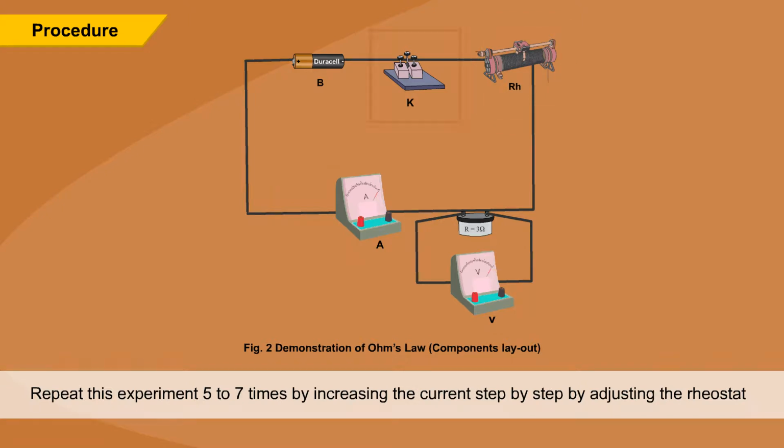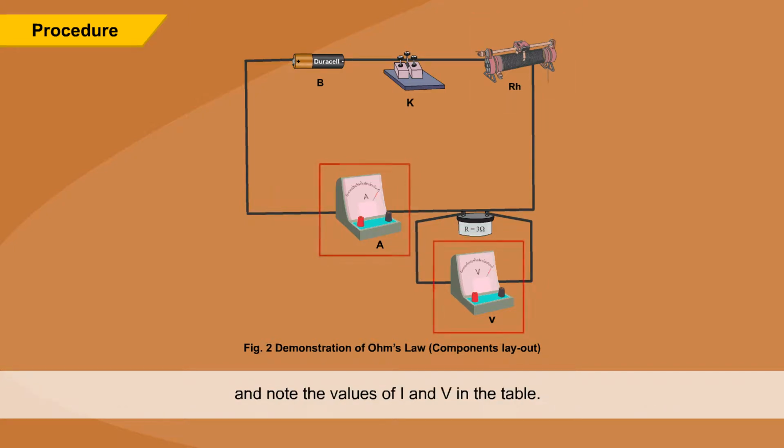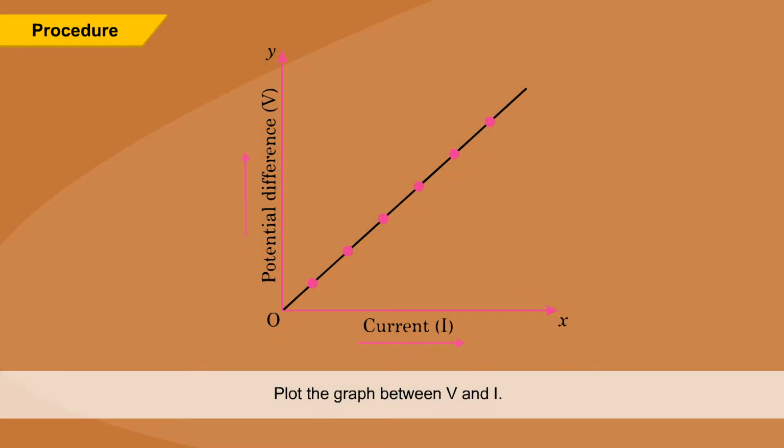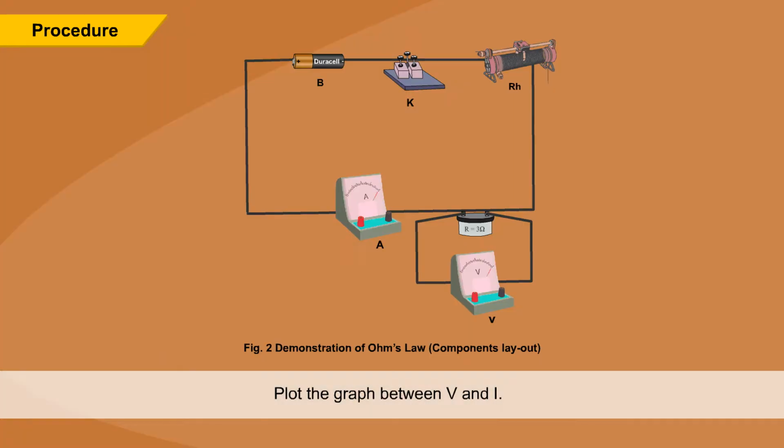Repeat this experiment 5 to 7 times by increasing the current step by step by adjusting the rheostat, and note the values of I and V in the table. Calculate the ratio V divided by I. Plot the graph between V and I. Here is figure 2. Demonstration of Ohm's law, components layout.